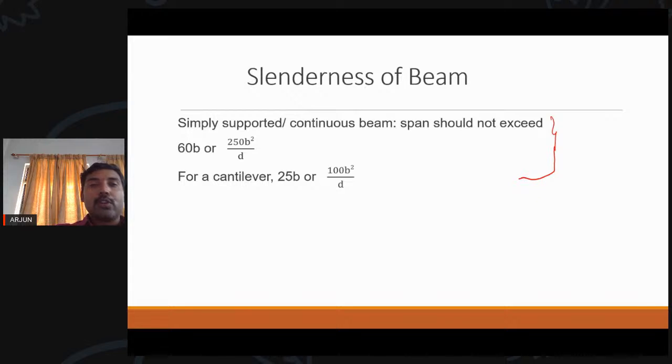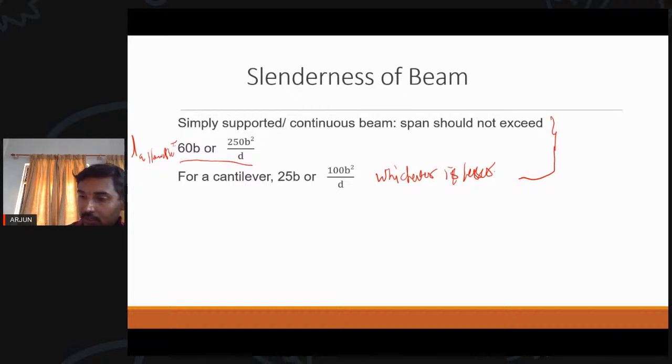The formulas for a simply supported beam or a continuous beam: L allowable is the lesser of the following. The first one is 60 times b, or 250 b square by d, in case of simply supported beam. In case of cantilever beam, it is 25 b or 100 b squared by d, whichever is lesser. Whichever is lesser should be considered as the slenderness limit, or the L allowable, in case of beam.